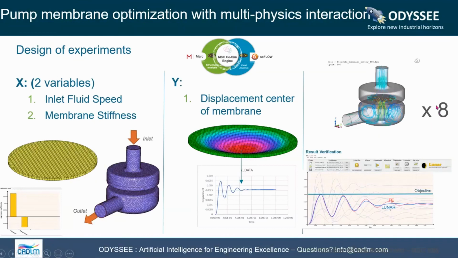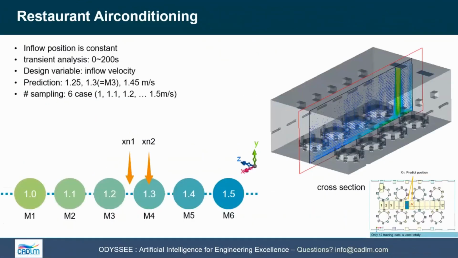Here you can see that after the optimization, which had a threshold value to respect, this is the prediction of Lunar after only 8 runs compared to a full finite element, which is exactly the same. I think I can then probably stop after this one. Yeah, I'll do this one and then I'll stop.